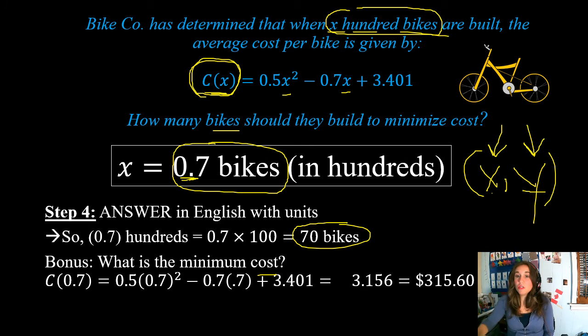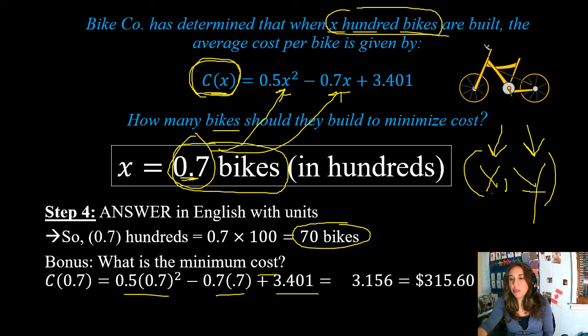So all we're going to do is take this 0.7 that we got for our answer and plug it right back in everywhere we see an X. And when we do that, we take that 0.7 and we plug it in, which I did right here. We get 3.156, and then I need to remember to do that same hundreds trick. And so I just jumped my decimal point 1, 2, and that gave me $315.60.